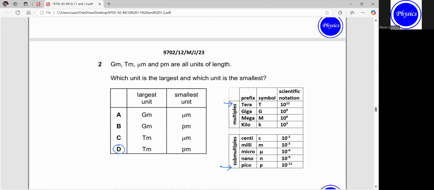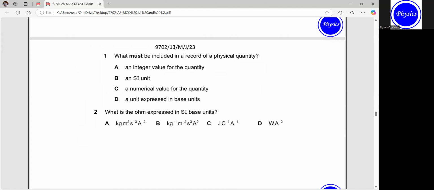Okay, the largest is terameter, and the smallest is pico. Okay. What must be included in a record of a physical quantity? So whenever you're recording something, what is the first thing you must record?